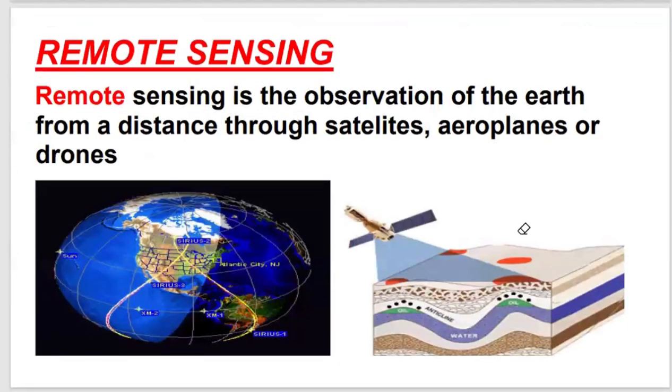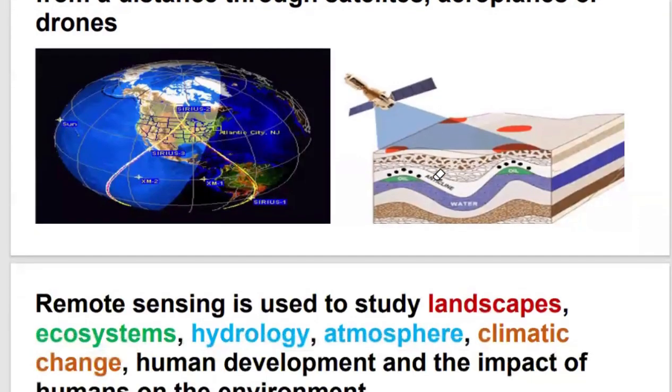We've talked about remote sensing a little bit earlier on. Remote sensing is the observation of the Earth from a distance through satellites, aeroplanes, or drones. Right, that is the modern technology that we use to actually find information on the Earth's surface. We are not in physical contact with the Earth's surface, but we are able to find information through remote sensing, through capturing information from a distance, either using satellites, aeroplanes, or drones. They can also capture information from a distance.